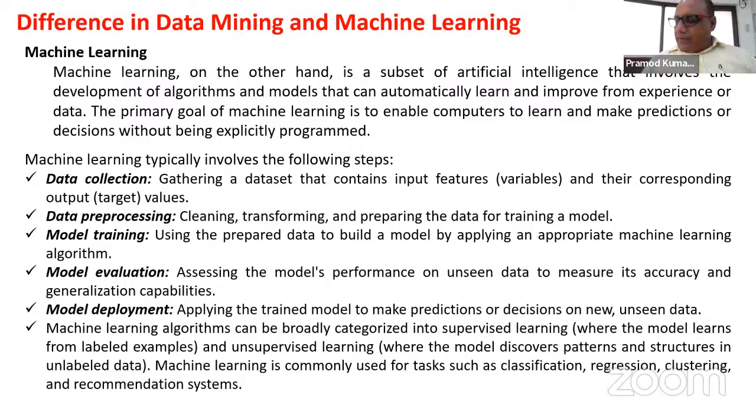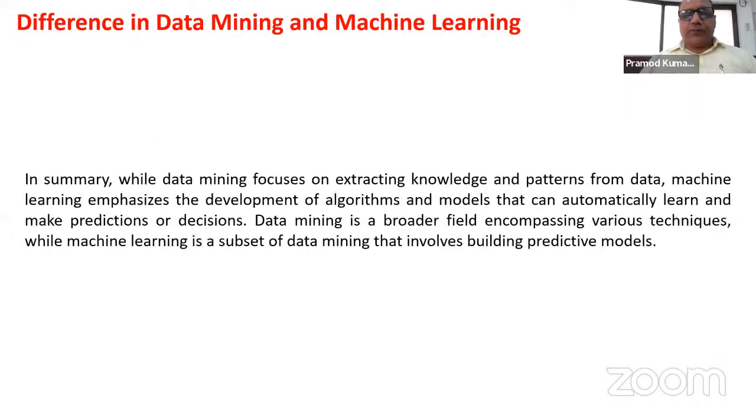Machine learning is commonly used for tasks such as classification, regression, clustering, and recommendation systems. What we use it for is written here, and the same was written in the previous slide also, for what type of tasks the machine learning and data mining algorithms are basically used.